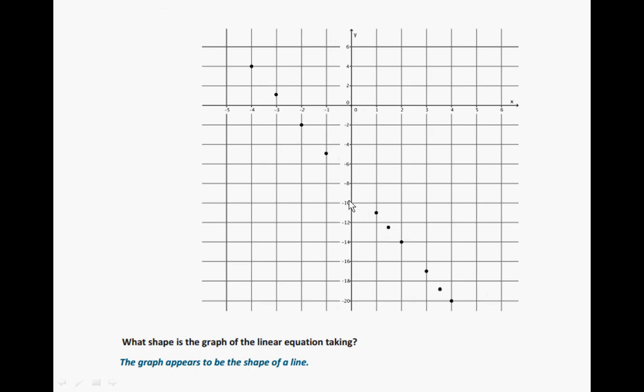It should be crossing the y-axis below 0 and should be moving from left to right in a downward slope. Answering the question, what shape does the graph look like it's taking? It appears to be the shape of a line. Again, we cannot prove that in between these points there isn't a curve occurring, but plotting these points gives us more evidence that it looks like it's going to be a line.